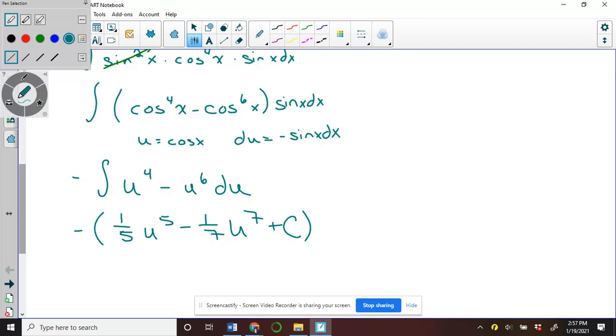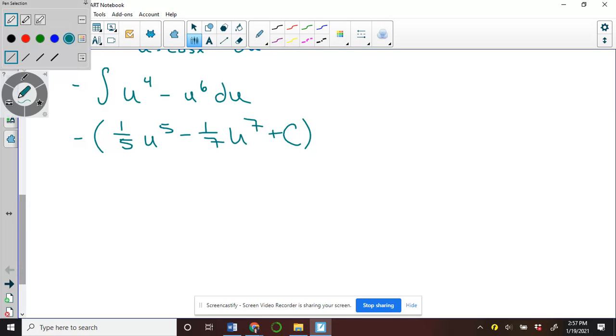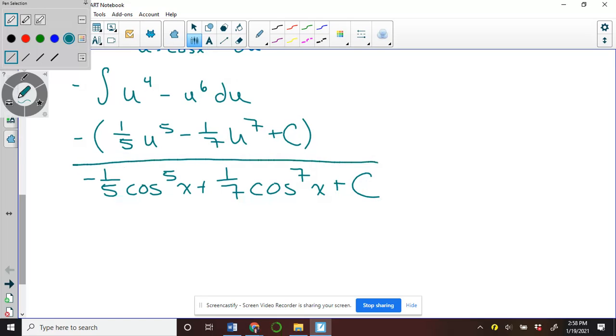We should distribute and replace u with cosine. It's a negative 1/5 cosine to the fifth of x minus 1/7, actually plus, we're distributing a negative, cosine to the seventh of x plus c, and that is our expression for the integral.